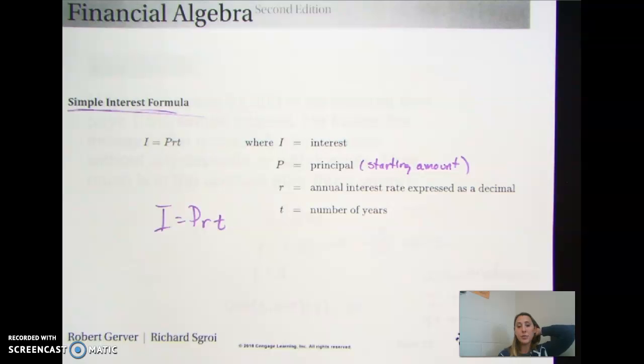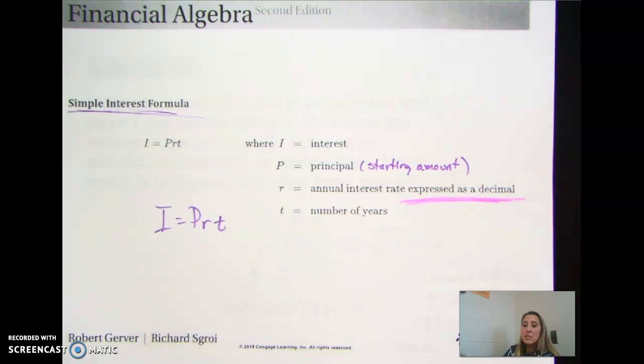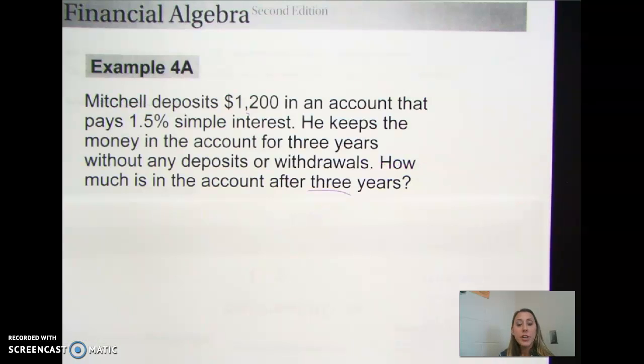Okay, so now we're going to start talking about simple interest. And the simple interest formula is I equals PRT. Capital P for principal, typically that's your starting amount or first deposit. Your rate, and this is going to be expressed as a decimal. So we're going to talk a little bit about that, and then the number of years. So everyone needs to have this in their notes. I wrote it this way because it's a little bit bigger, but go ahead and put that in your notes. So I'm going to show you how to use that formula.